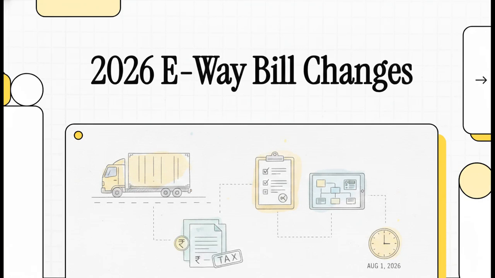All right, let's dive right into this explainer and unpack the two major e-way bill compliance updates rolling out on August 1st, 2026. Honestly, if you're managing supply chains, configuring ERP systems, or dealing with tax compliance on a daily basis, this is one you absolutely cannot afford to miss. We're looking at a fundamental shift in exactly how supply chain data is captured and ultimately closed out.